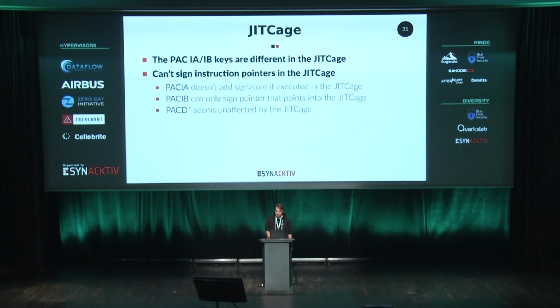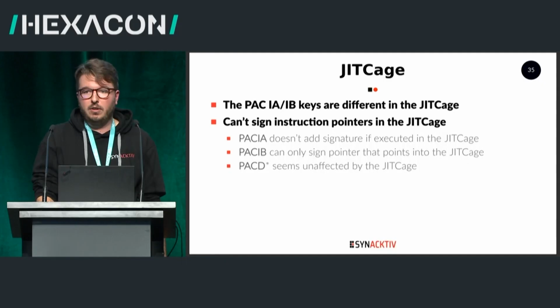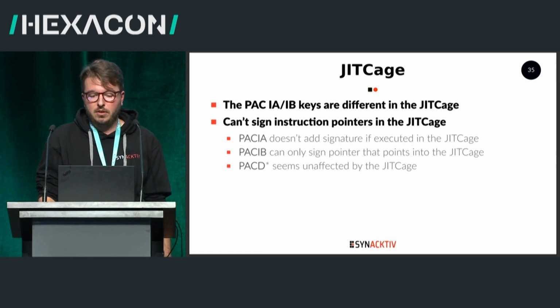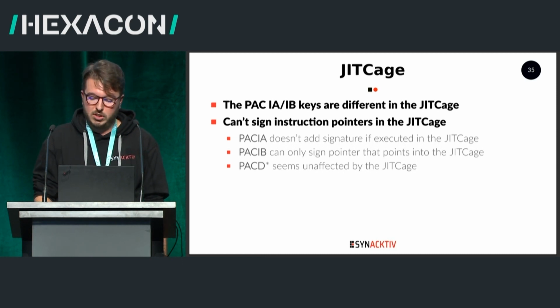Also in the cage, the PAC instruction keys are different, and an attacker cannot usually sign the instruction pointers in the cage, because when executing PACIA or PACIB, the processor will just not add the signature to the resulting pointers. PACIB can be used to sign pointers that point into the JIT cage, and signing data pointers seems not affected by the JIT cage.